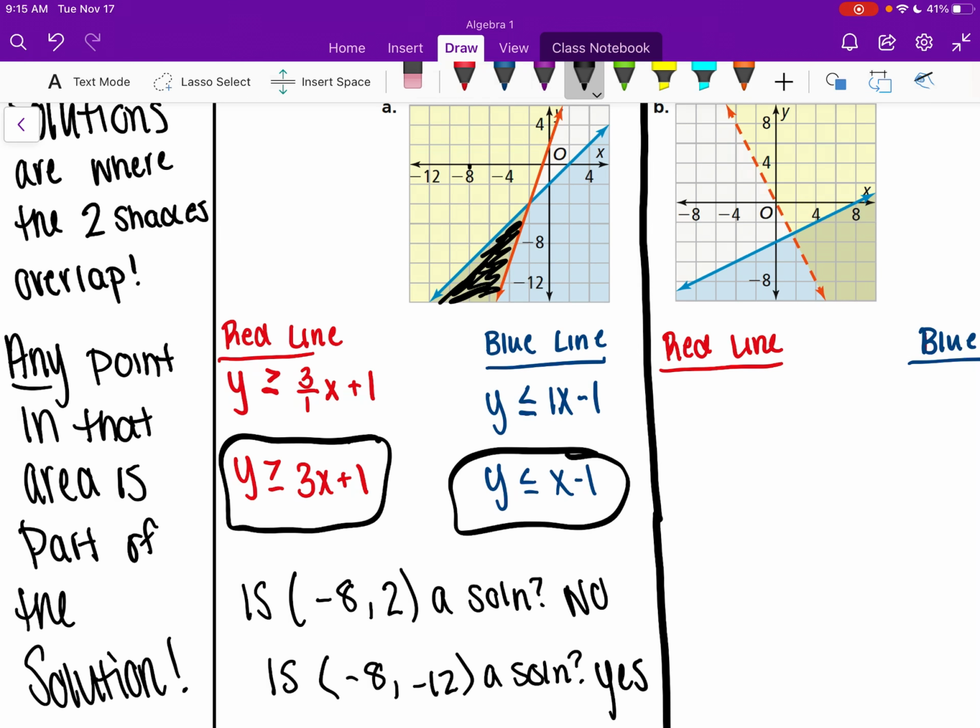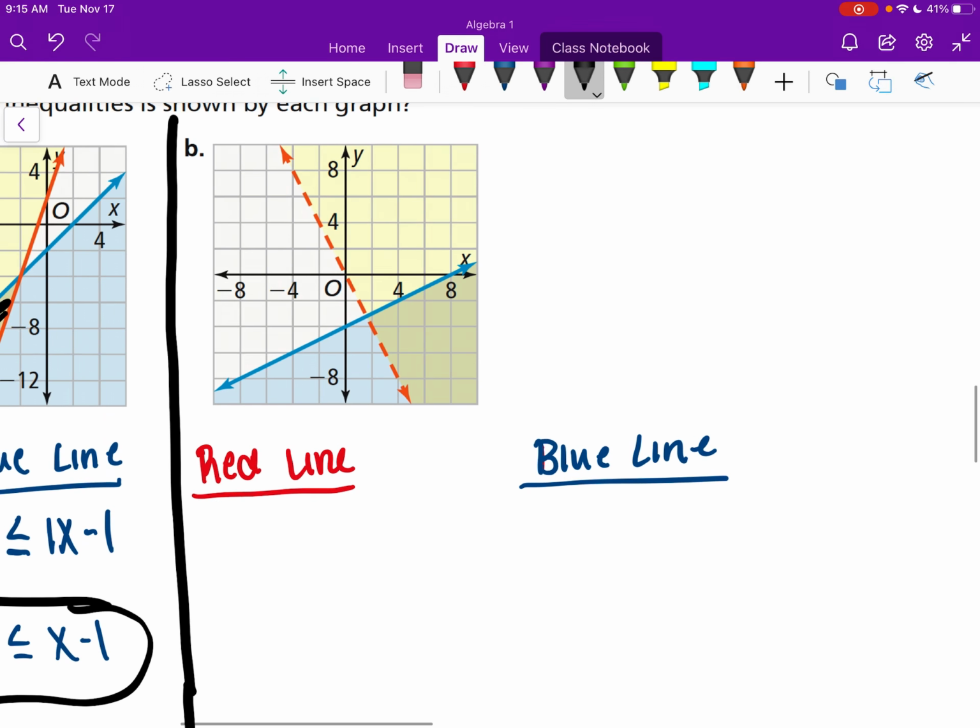Let's do part B. Part B, we have two lines, a red line and a blue line. The red line, let's see, it's shaded above the line and it's dotted. So that's going to be the greater than symbol. We're greater than the line, but we're not equal to it, so we're a dotted line.